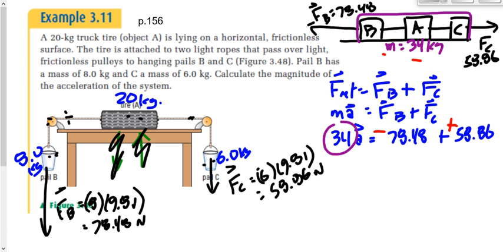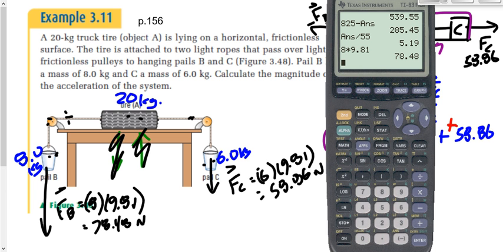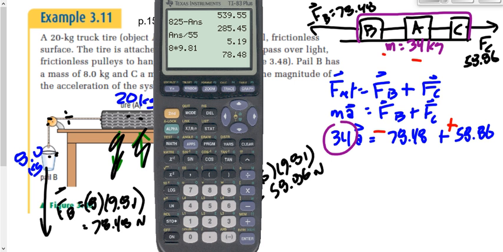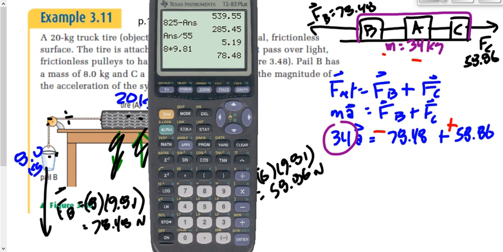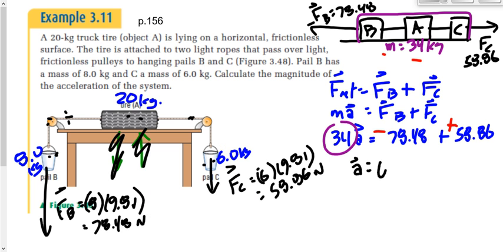Now, let's just finish this up here. Okay, let's just quickly finish this up before you take off here. We're going to say, hold on, please. We're going to say negative 78 plus 58.86. We're going to divide that by 34. And we get an acceleration here of negative 0.577 or negative 0.58 meters per second squared.